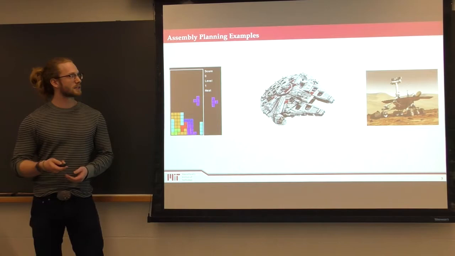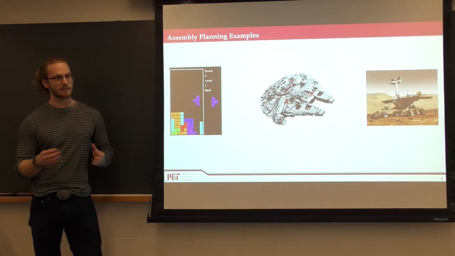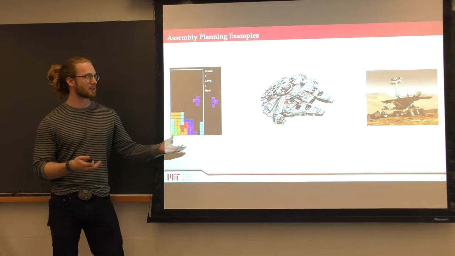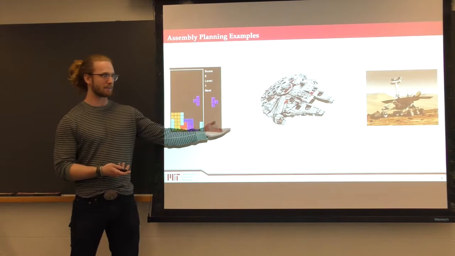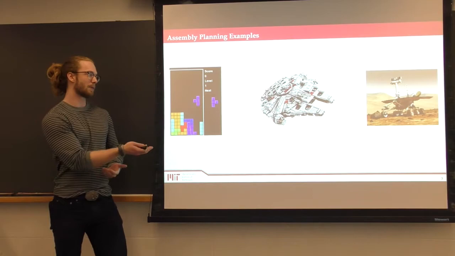So here are some examples of assembly planning problems, from simple to complex. Right here we have Tetris, where the problem is, given one piece, one shape at a time, how do we arrange the pieces into complete rows? Then we have a bit more complex example. We have a Lego Millennium Falcon here. And the question here is, given a box set of pieces that together can form this shape, maybe you've lost the directions, how do you combine the pieces to make the Millennium Falcon? And then in the far right, we have a much, much more complicated version of the problem that says, you know, given this part space of all the current technologies available, how do we develop a Mars rover that can travel on Mars and collect scientific data?